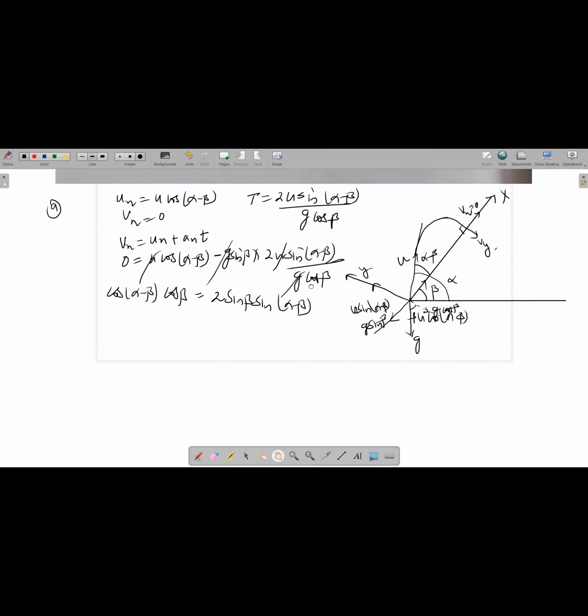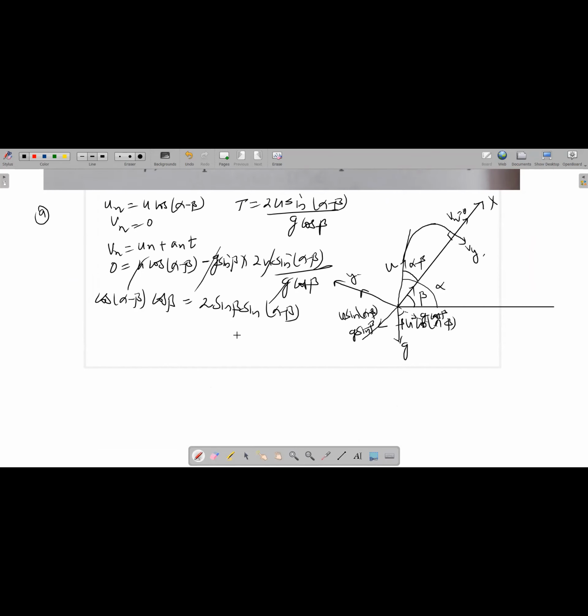Now just do one thing. Apply trigonometry here. How? Just bring cos(alpha minus beta) here and sine beta over here. So cos beta by sine beta, that is cot beta. This is 2 times tan(alpha minus beta).